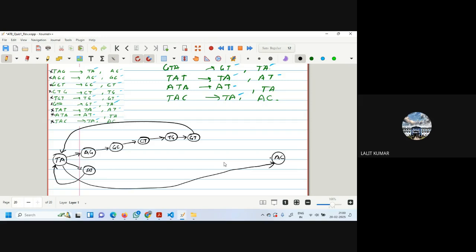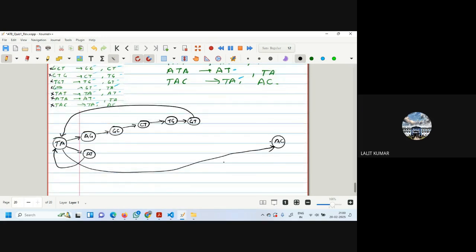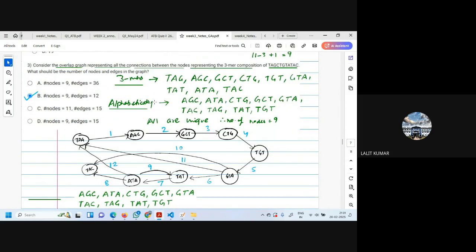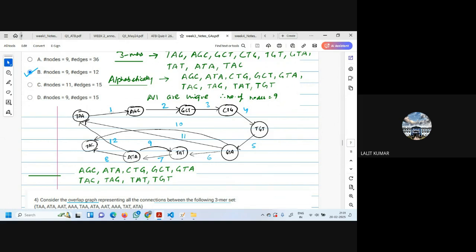Okay. So now we have to find the number of nodes and number of edges. The number of nodes we have found: 1, 2, 3, 4, 5, 6, 7, 8. And the number of edges? 1, 2, 3, 4, 5, 6, 7, 8, 9. Is this the correct answer in the GA? Has anybody checked here? Nodes is 9, edges are 12. So where have we made the mistake? Any idea? Anybody?